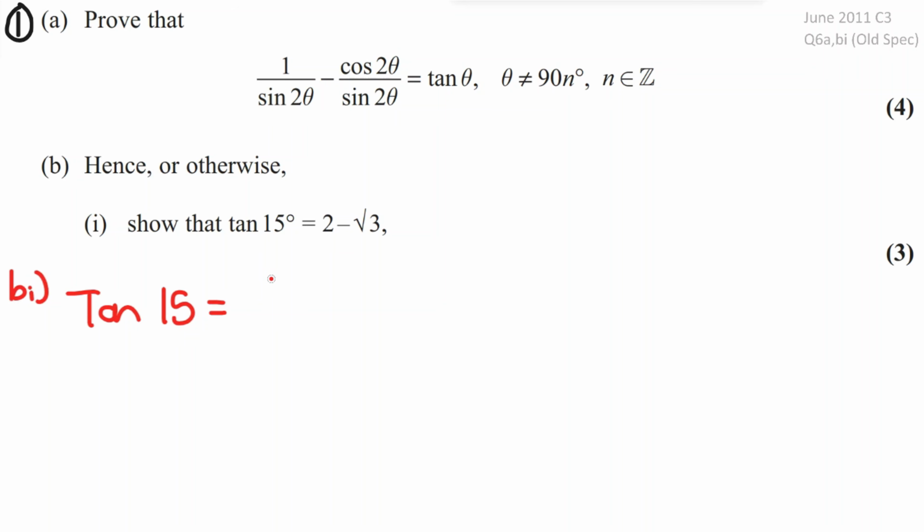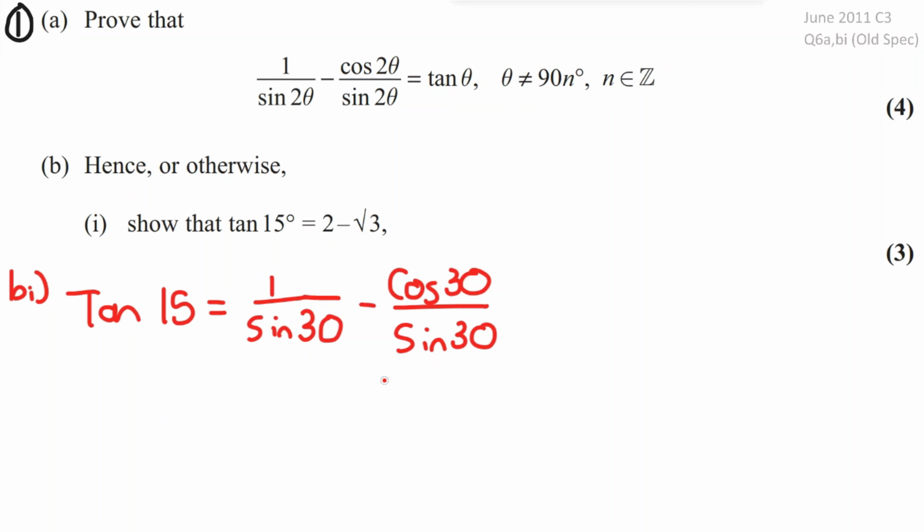it's going to be 1 minus cos of 2 theta, so cos of 30, over sin of 2 theta, so this is sin of 30, like this. Okay, well, we can rewrite this as 1 over, and sin 30 is equal to half, so this is 1 over a half, and this is minus cos 30, which is equal to root 3 over 2, over sin 30, which is equal to half.